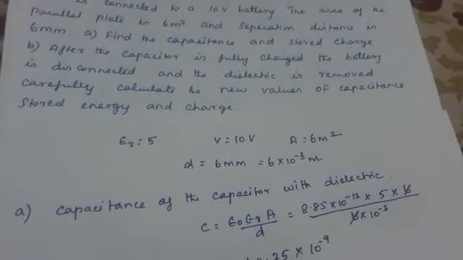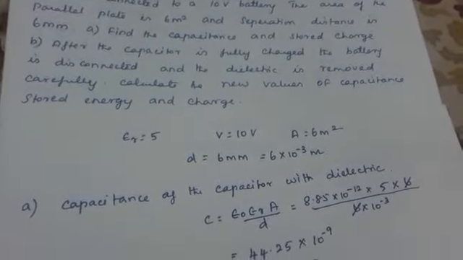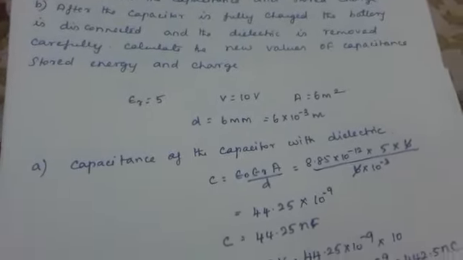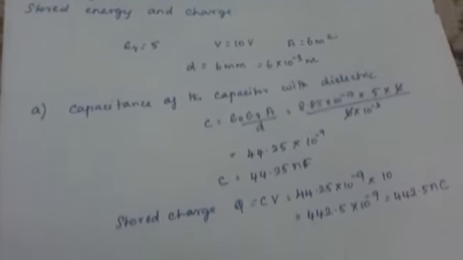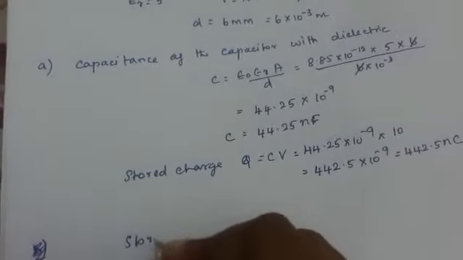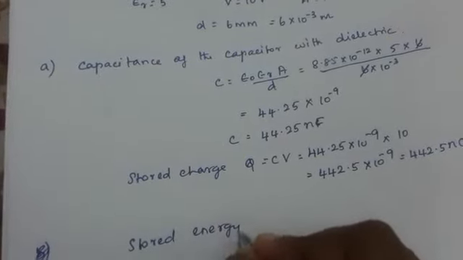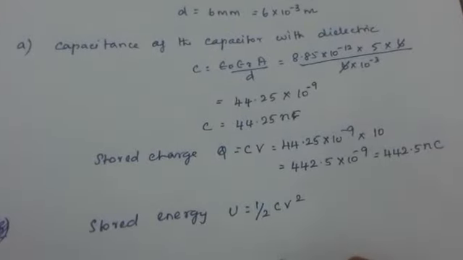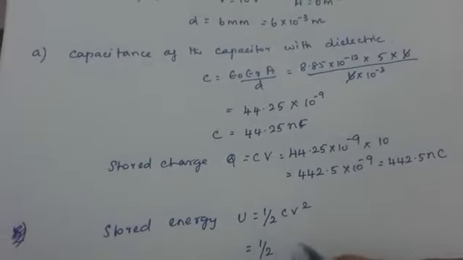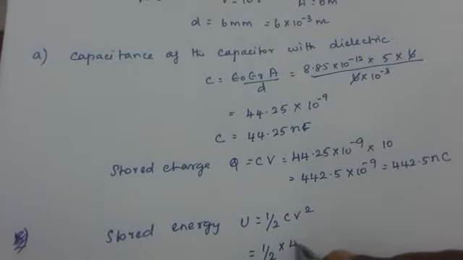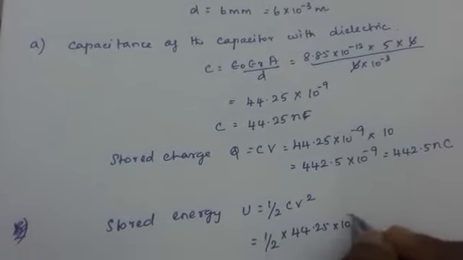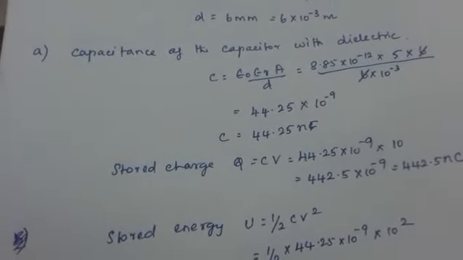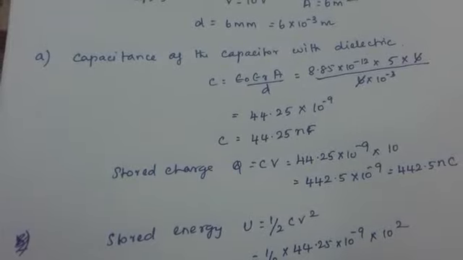Now in the first part, the stored energy is not asked. Only the stored charge is asked. So for our convenience, we are going to do the stored energy also in the first part. So let me do the stored energy also. The stored energy is equal to half CV square. It is half into C, which is 44.25 into 10 raised to minus 9, into 10 square. 10 square is 10 into 10, it is 100.